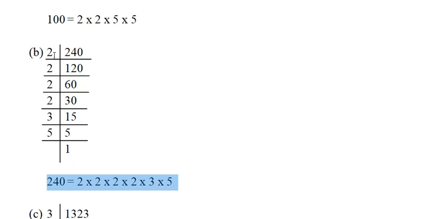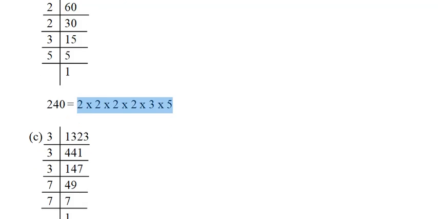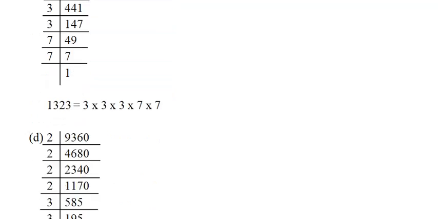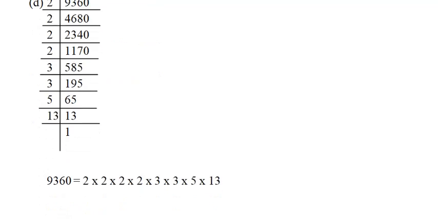So now you can refer to this. 2 is repeating itself how many times? 1, 2, 3, 4. So there are four 2s. Then we have 3 and then 5. This is how you will solve question number 5b from exercise 2.1. Similarly, you will solve question number c and question number d also.